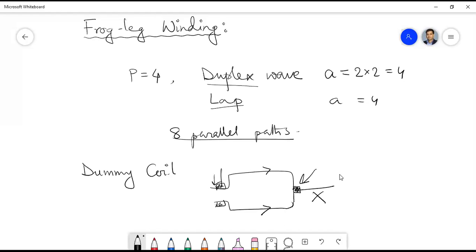Are you getting? That problem sometimes arises in case of wave winding only, not in case of lap winding. So I think this type of problem has arisen.